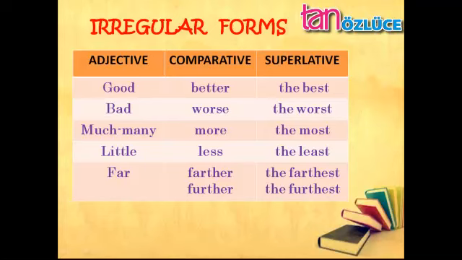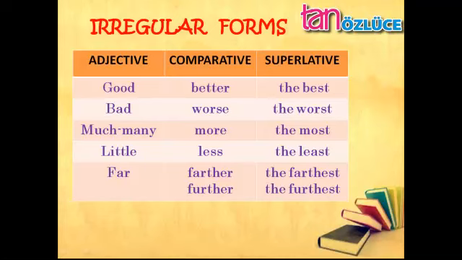For example, you cannot say I'm the goodest. You cannot add est here to make the superlative form. You have to say I'm the best. Okay, my dears, I guess now it's clear and understandable. And when you want to say I'm the worst, you cannot say I'm the baddest. Okay, you have to say I'm the worst. You have to memorize these irregular forms of these adjectives.